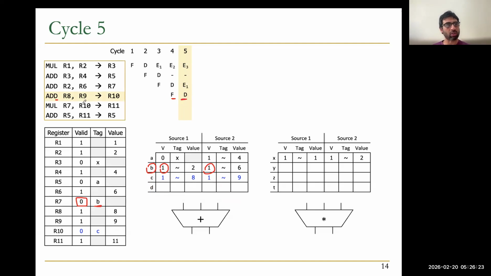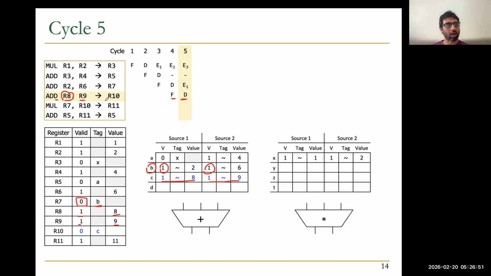So if it enters the decode stage, what is the source register? R8. So is R8 valid? Yes. And we also have its value available. So we move it into the source one field of reservation station C. And for R9, we look at R9, it is also valid, and we have the value available. So we move the information into reservation station C, right?